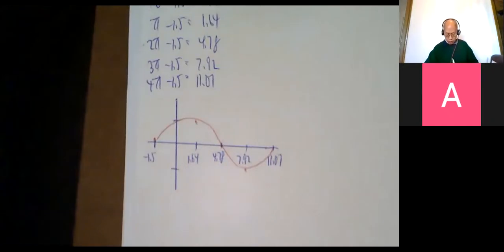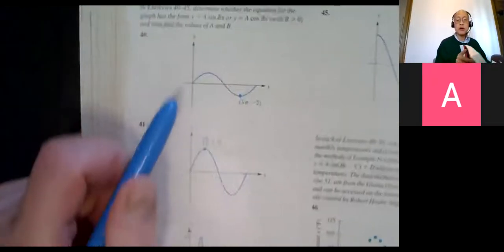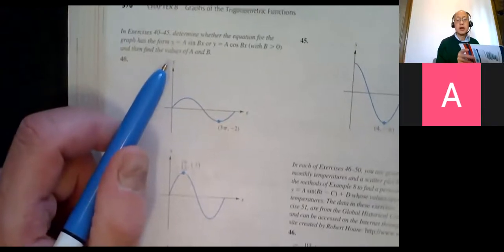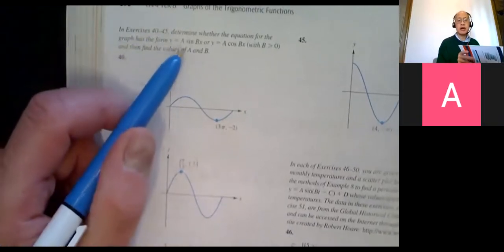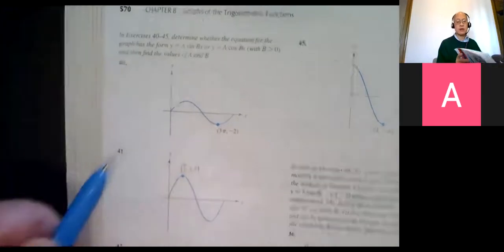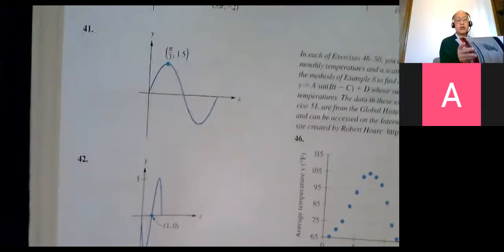All right, then let's see, 41 and 43, and then that's pretty much about it. I'm going to do 41 for you. Is it a sine bx or a cosine bx? And find the values of a and b. Okay, so 41, you can see it there. Pi over 3, 1.5.